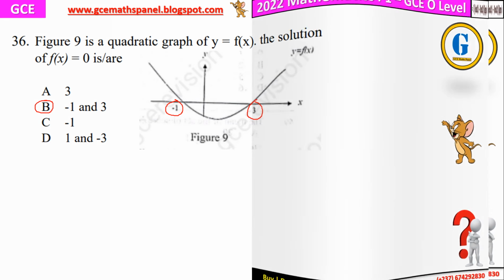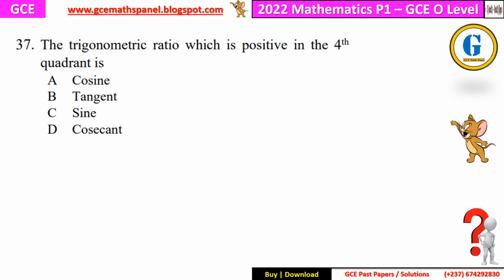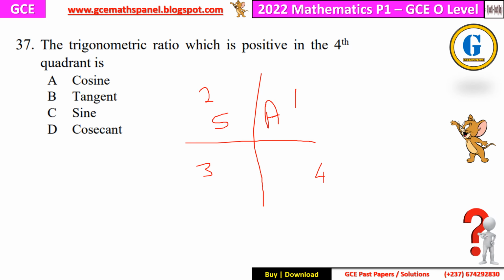Now question 37. The trigonometry ratio which is positive in the fourth quadrant is, so these are different quadrants that we have. This is the first quadrant, this is the second quadrant, this is the third quadrant, and this is the fourth quadrant. The mnemonic we use is all silly terms cut. All, that means all of them are positive here. Silly, sine, only sine is positive. Terms, only tan is positive. Cut, only cosine is positive. So which of them is positive in the fourth quadrant? Cosine. All silly terms cut. Don't forget all silly terms cut. You can form your own now. It must not be the same one I'm saying.